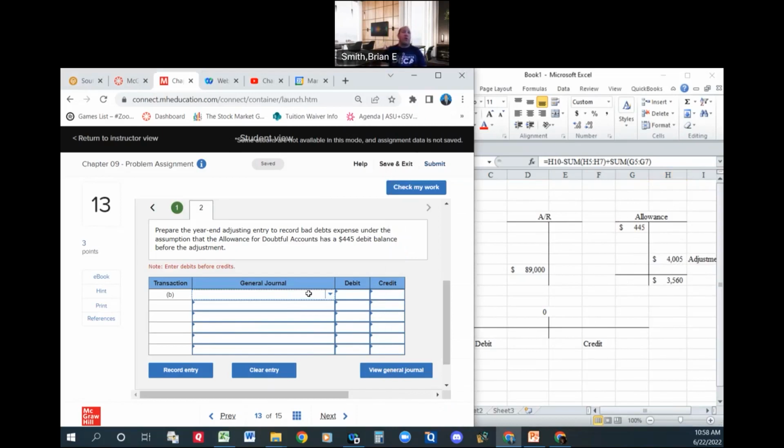We're going to go to this debit here, and we're going to debit bad debt expense. I hate how they say bad debts. I know it's probably more than one, but I don't like it. Allowance for doubtful accounts, that makes sense because there are multiple accounts. 445. All right, so let's check our work. We should be good to go.